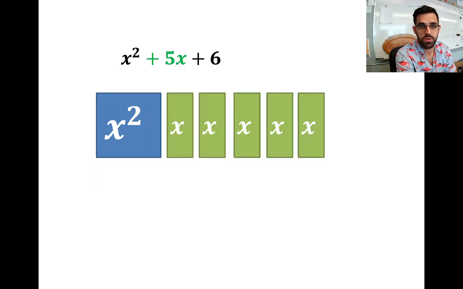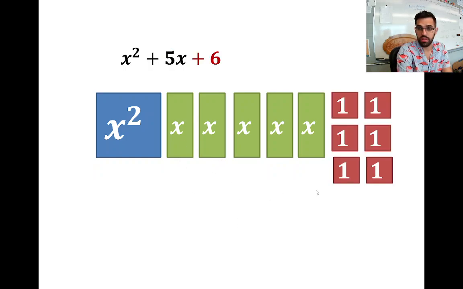5x means we have 5 rectangles, each with an area of x that have a width of 1 and a height of x. So the height is equal to the width of the square. 1 times x is just x, the area is x. And then plus 6 means we have 6 squares, each with an area of 1, meaning their side lengths are 1 by 1. So the side length of these red squares is equal to the width of the green squares, and the height of the green squares is equal to the side length of the blue squares.